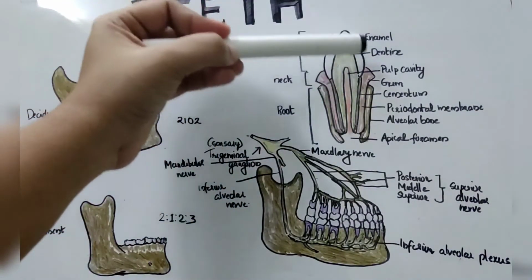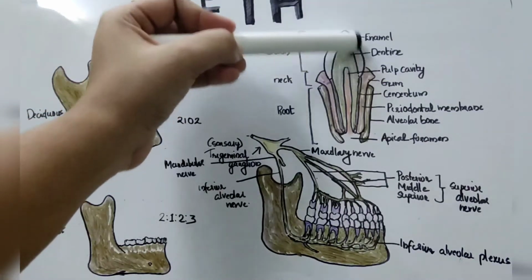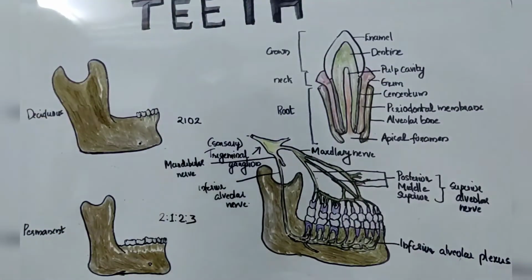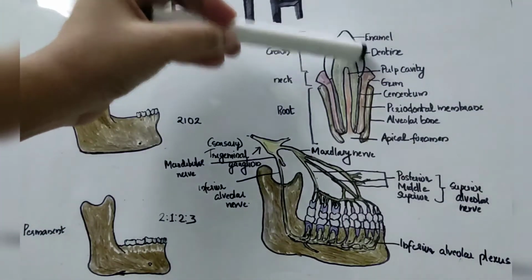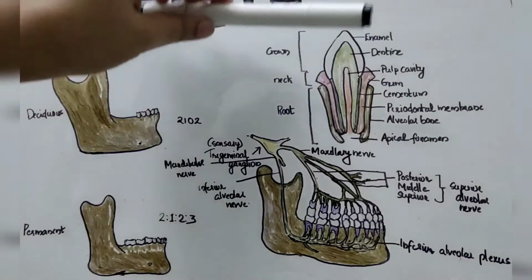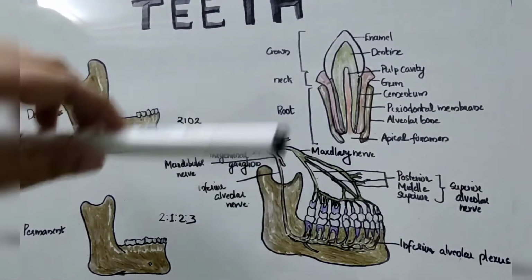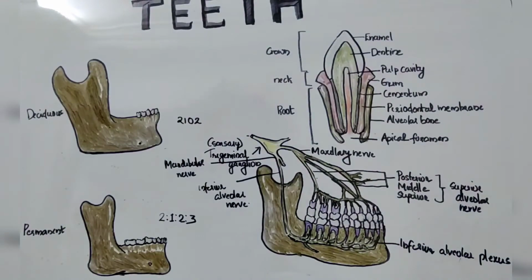And the projecting part of the dentine is surrounded by the enamel. So enamel is the hardest material which is present in the body.